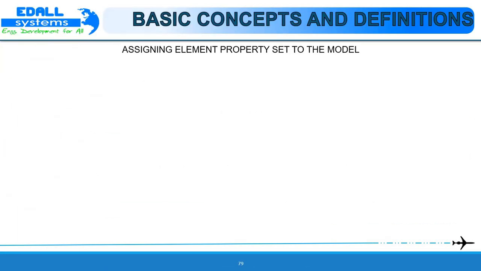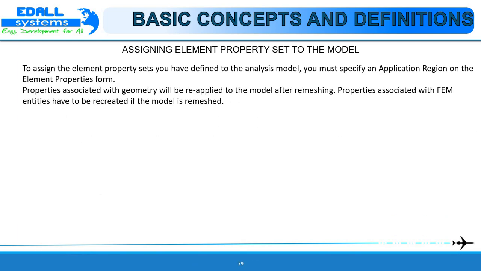Assigning element property set to model. To assign the element property set you have defined to the analysis model, you must specify an application region on the element property form. You can specify the application region as a collection of one or more FEM or geometry entities. You can either type the entity names or select them in the modeling viewport.